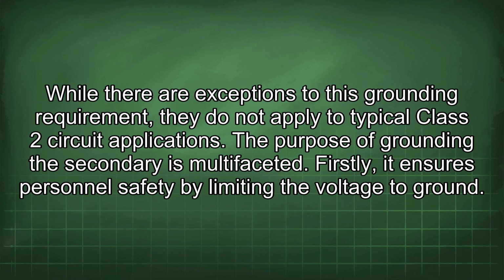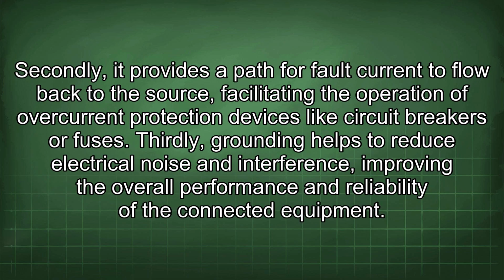The purpose of grounding the secondary is multifaceted. Firstly, it ensures personnel safety by limiting the voltage to ground. Secondly, it provides a path for fault current to flow back to the source, facilitating the operation of overcurrent protection devices like circuit breakers or fuses. Thirdly, grounding helps to reduce electrical noise and interference, improving the overall performance and reliability of the connected equipment.